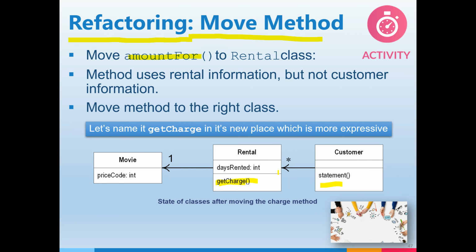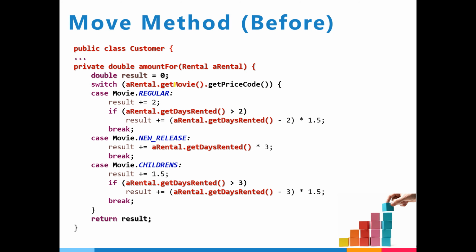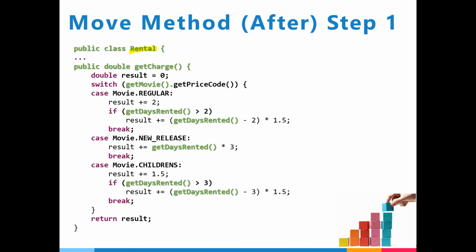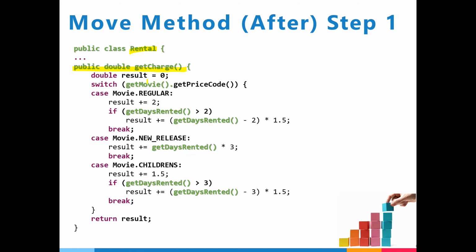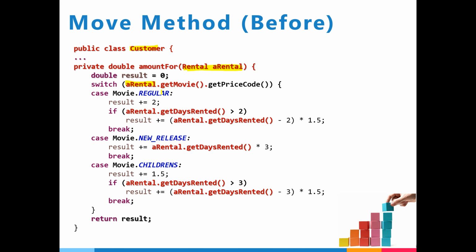So hello again. Now I'm going to implement it. Let's look at the pictures first, and then later on we will implement it. So this is the current one, and we are going to move from Customer to Rental. So I will copy and paste this code into the Rental class. So everything is here. Now I don't need to pass rental, right? Because we are inside it. So we don't need to do a rental dot getMovie. I'm going to remove all these rental references.